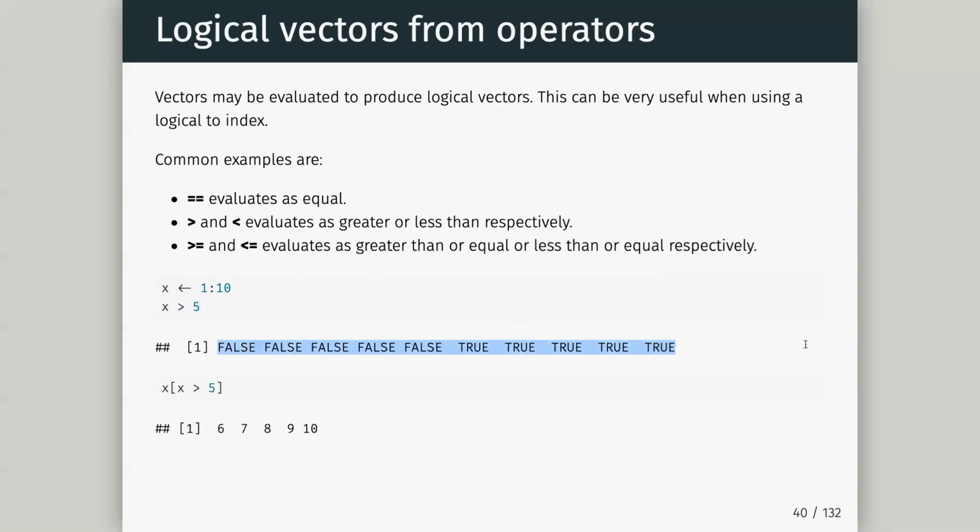This is another logical vector, and I could use that then in a very circular way. I'm just going to go x, just give me those of x where it's greater than 5. That creates that logical vector, and then that subsets x down to just the values where it's true.